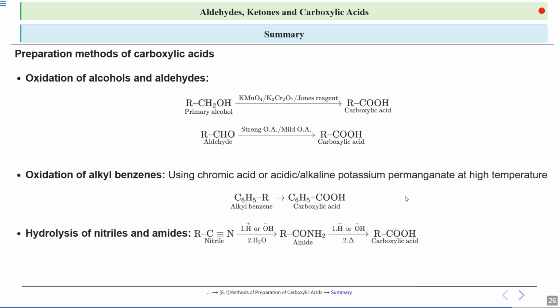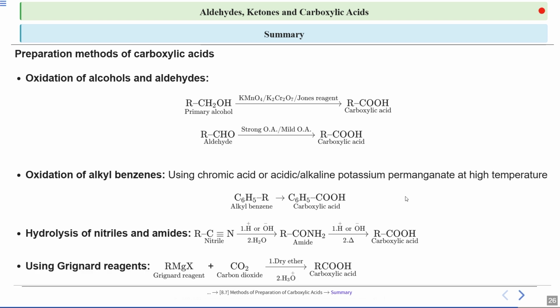Next, we saw the hydrolysis of nitriles and amides. By treating nitriles with acid or base, followed by water, we can convert them into amide, and this amide can be further hydrolyzed to give you carboxylic acid. So this is a two-step process. If the reaction conditions are mild, the reaction will stop at the amide stage. Next, we saw the Grignard reagent. By reacting a Grignard reagent with CO2, followed by acidification, you get the corresponding carboxylic acid.